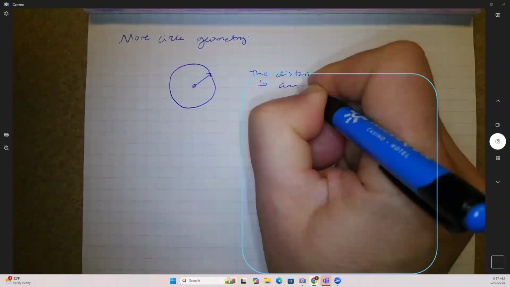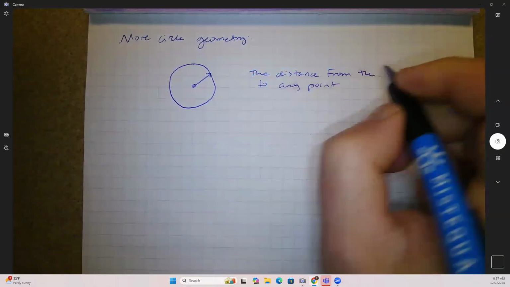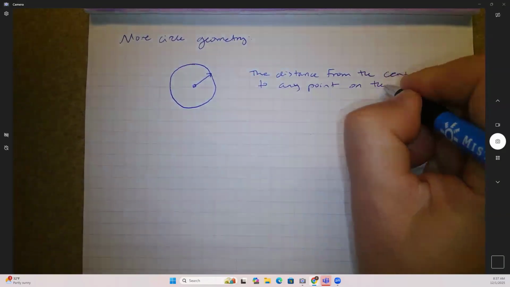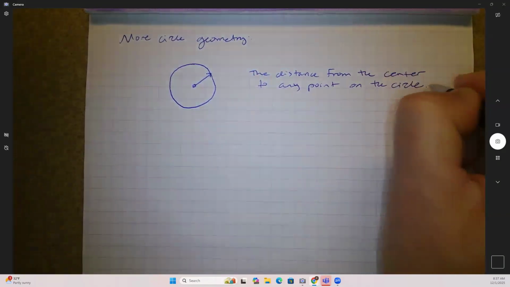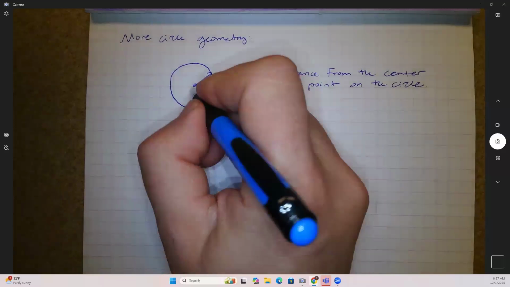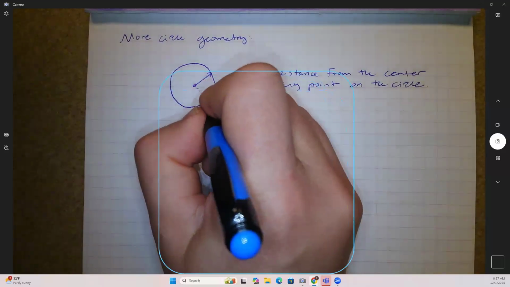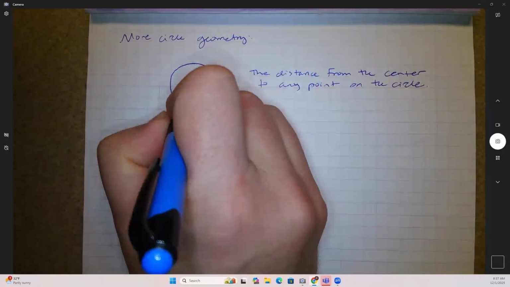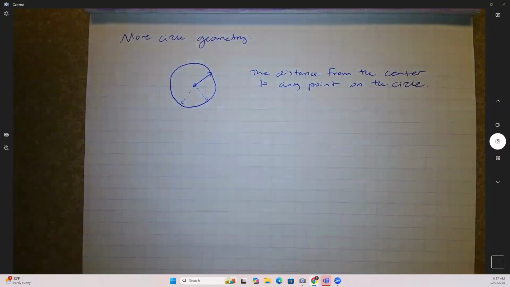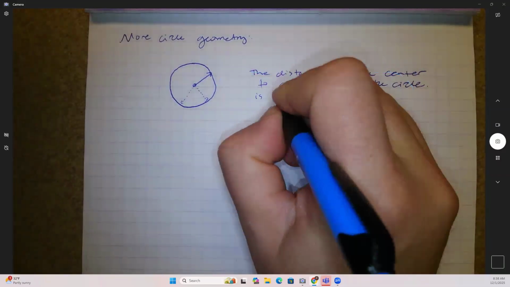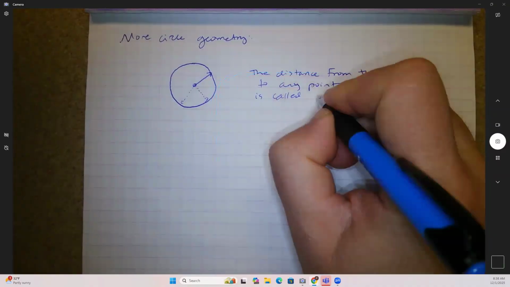First of all, as long as you start in the center, that distance is always going to be the same, whether I walk this way or that way, because it's the center. And the thing about a circle is the center is equidistant from every point on the circle. The distance from the center to any point on the circle is called the radius.